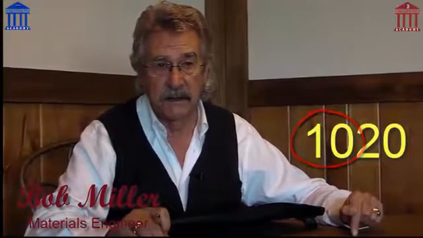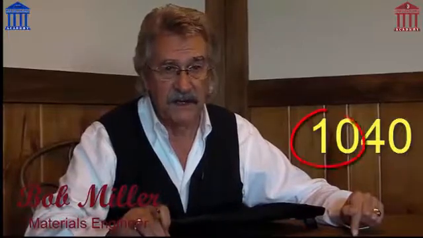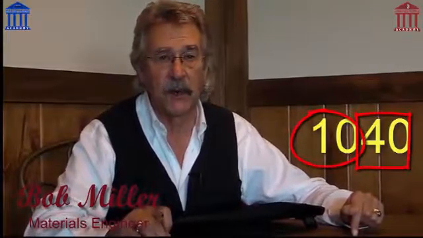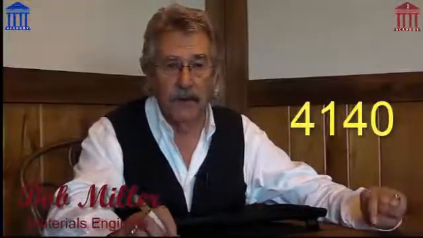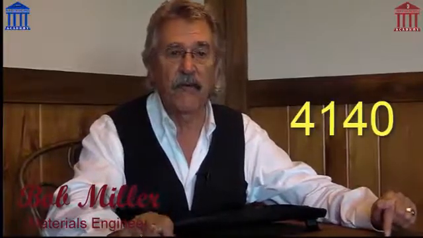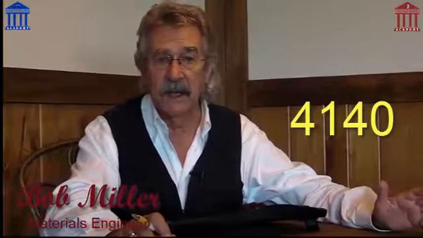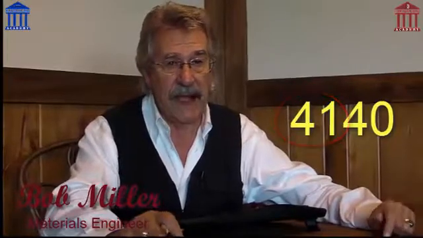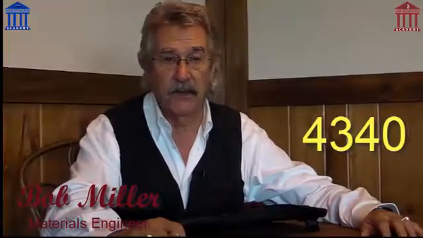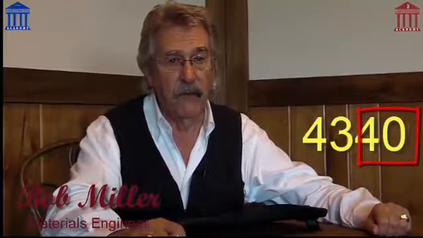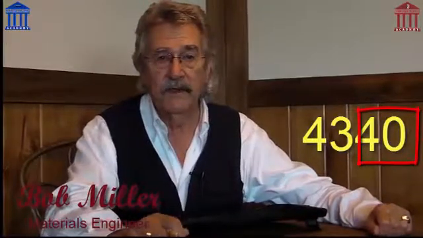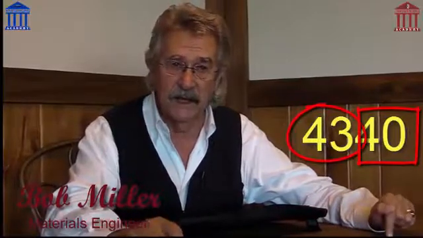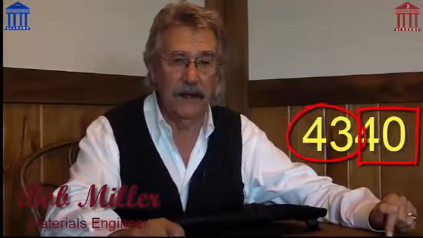A 1040 steel contains no alloy because of the 10 designation and also contains 0.40% carbon. Another example is 4140. From what we know now, we have an alloy that contains 0.40% carbon and also contains chromium and molybdenum. The 41 is a designation for a chromoly steel. As a comparison, let's look at 4340. This has exactly the same amount of carbon as the 4140, that is 0.40% carbon. But the 43 designation tells us that the steel alloy contains chromium, molybdenum, and nickel.